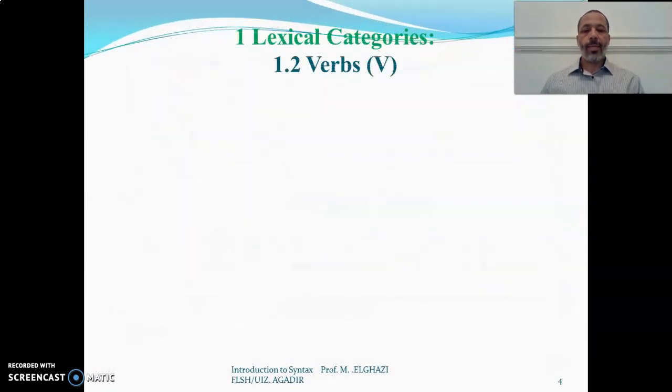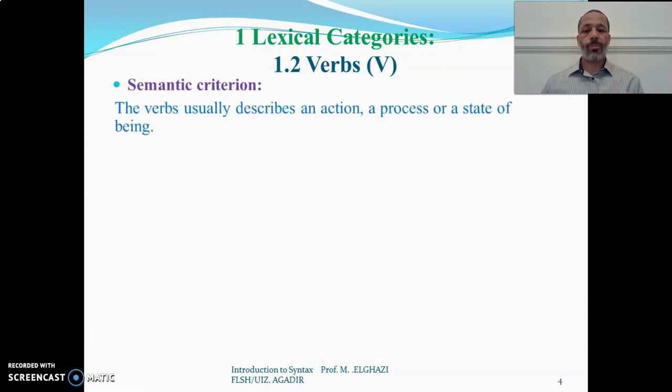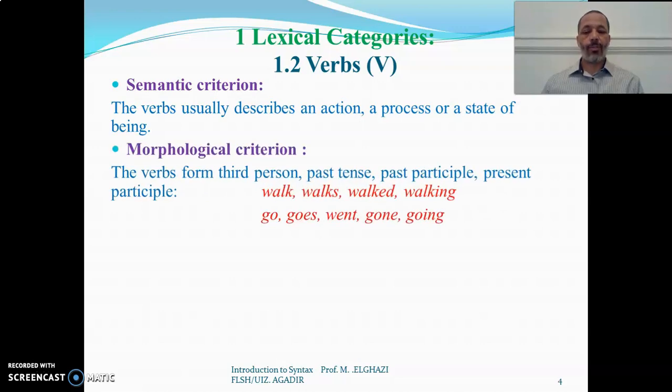The following lexical category is the one of the verbs. At the semantic level, the verbs usually describe an action, a process, or a state of being. Morphologically, the verbs can be conjugated to the third person singular, past tense, past participle, present participle. Like if you have the verb to walk, it becomes walks, walked, or walking. The verb go becomes goes, went, which is an irregular form, gone, and going.